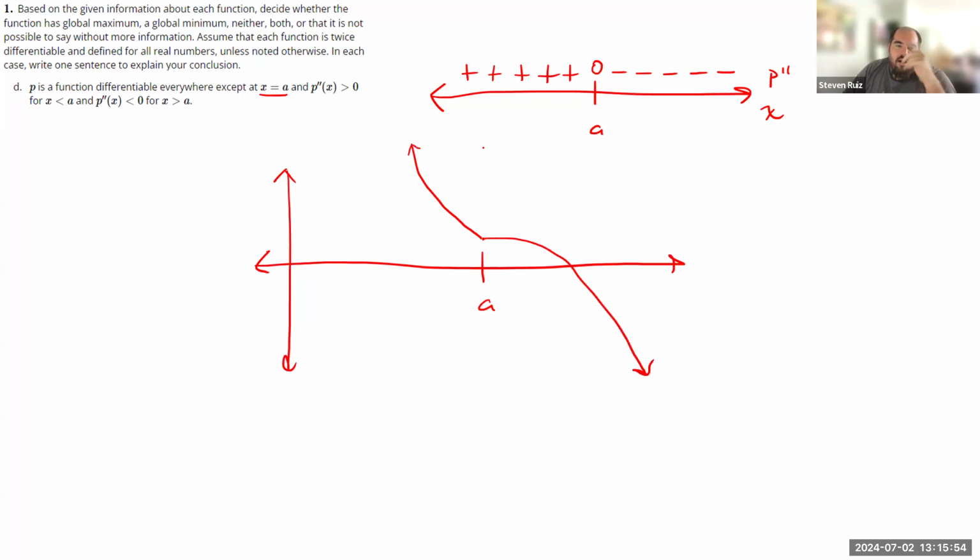So it goes concave up everywhere. Am I told this is a critical point? No, I'm not told anything about the first derivative except that it doesn't exist at A. So my function goes from concave up to a corner or a vertical tangent, some kind of non-differentiable point at x equals A, and then I have a function that's concave down. So as I move from left to right, even though I'm not told anything about the first derivative, I think.